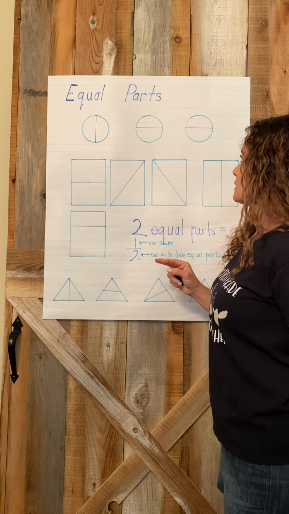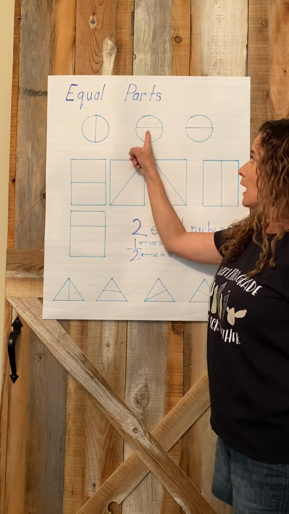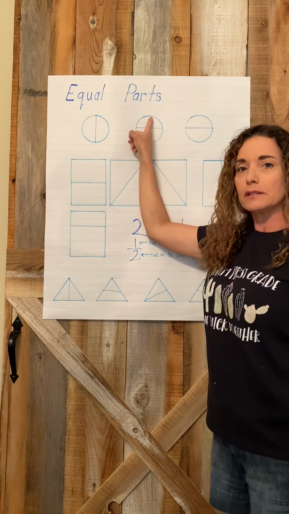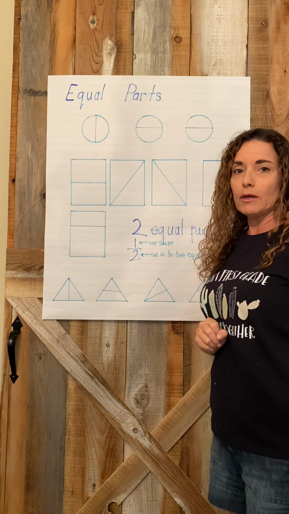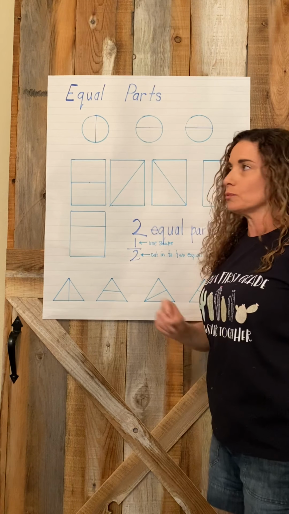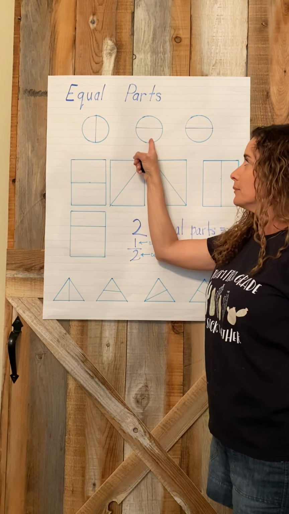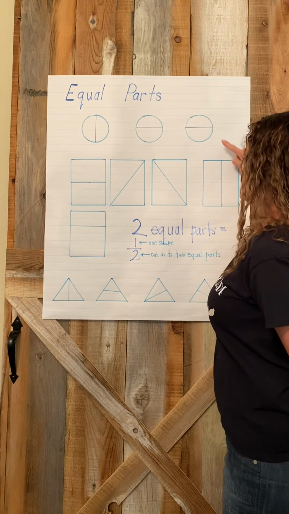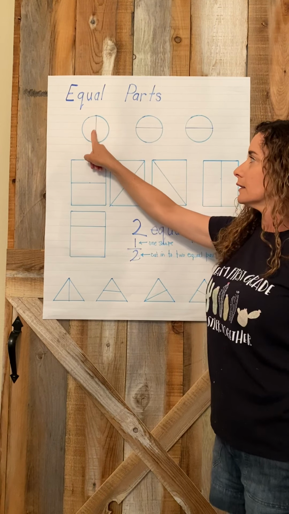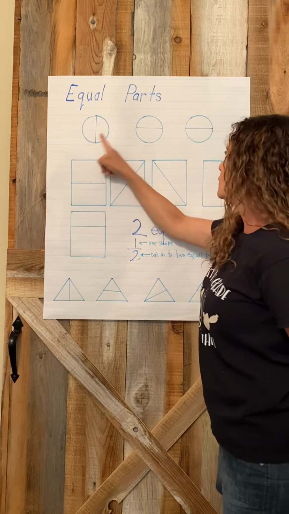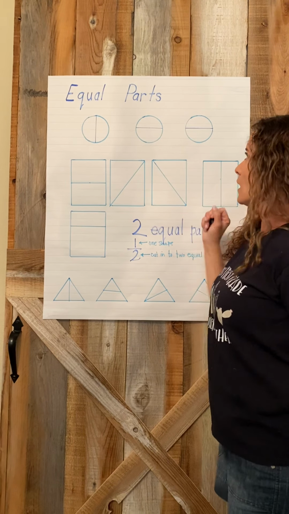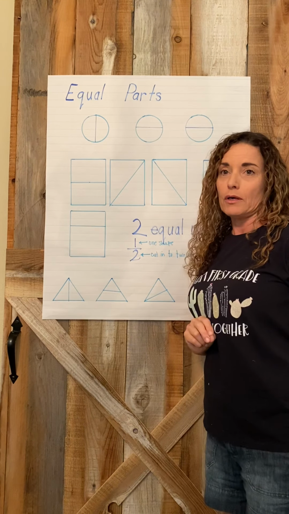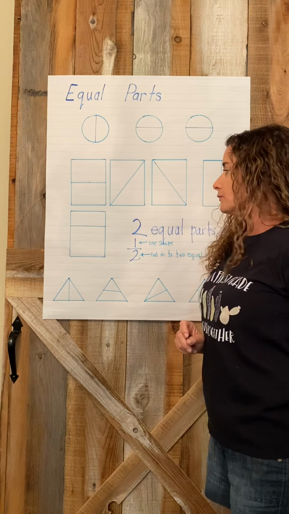Okay, you can see that on this circle, I made the cut a little bit higher. This side is bigger than this side. That is not equal parts and it is not 1/2 because you would not want to give your friend a bigger piece of the cookie than you get. Okay, this one you'll see, it doesn't matter if I cut it, this is called vertical or horizontal. As long as they are exactly the same size and shape, they are equal parts, which means they are 1/2.